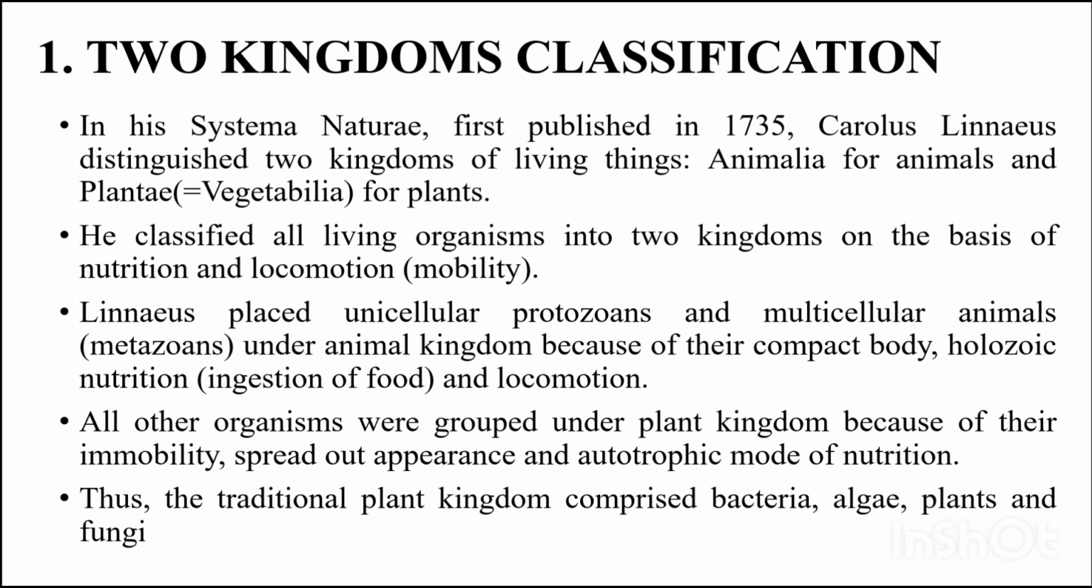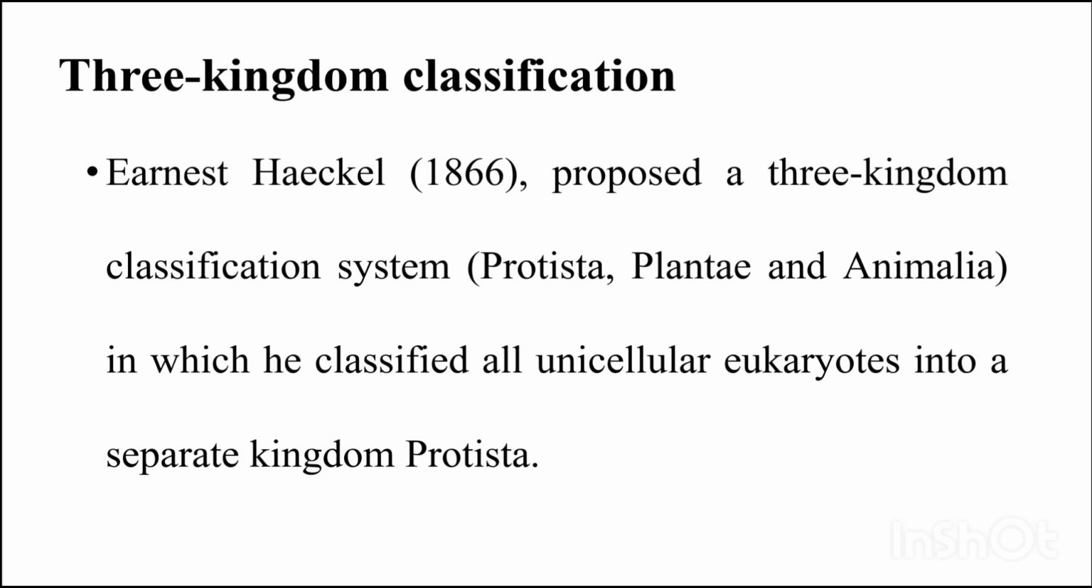See, nutrition. Plants can produce their own food because they have chloroplast and chlorophyll pigment. But animals depend on the plants for their nutrition because they are heterotrophic in nature. Then locomotion. Plants do not show locomotion, but animals show locomotion. So in this way, he classified the whole living organisms into two groups or two kingdoms.